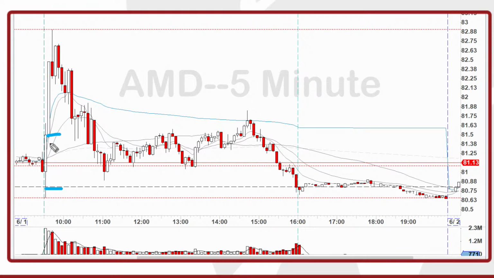AMD had a nice, beautiful, huge pop at the bell. Nice continuation, guys. So if you got in for this one for the breakout, some of the highs of the pre-market, for a 5-minute open range breakout, even at 1 minute, you got definitely rewarded pretty nicely with a beautiful continuation. From there, it does get pretty choppy here.